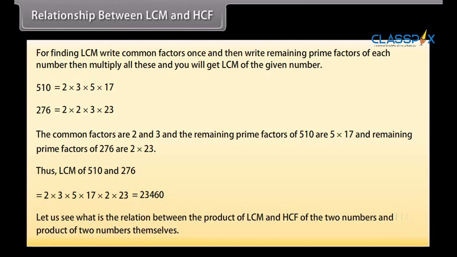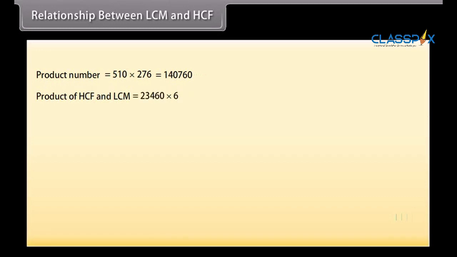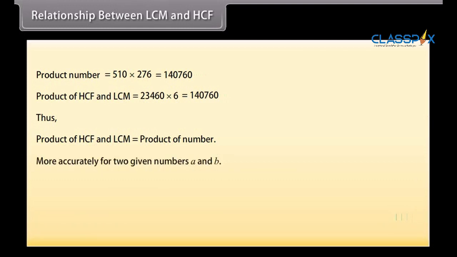23,460. Let us see what is the relation between the product of LCM and HCF of the two numbers and the product of the two numbers themselves. From the above discussed example, the product of the numbers is equal to 510 × 276, which equals 1,40,760. Product of HCF and LCM is equal to 23,460 × 6, which is 1,40,760. Thus, product of HCF and LCM is equal to product of numbers. More accurately, for two given numbers a and b, HCF(a, b) × LCM(a, b) is equal to a × b.